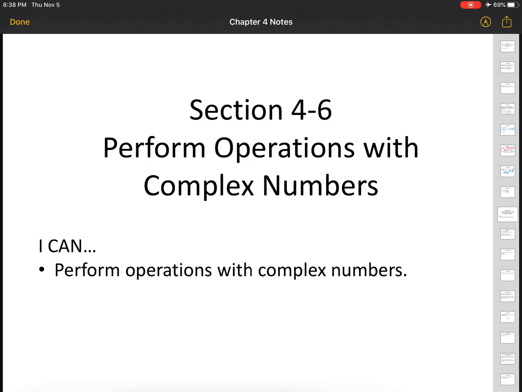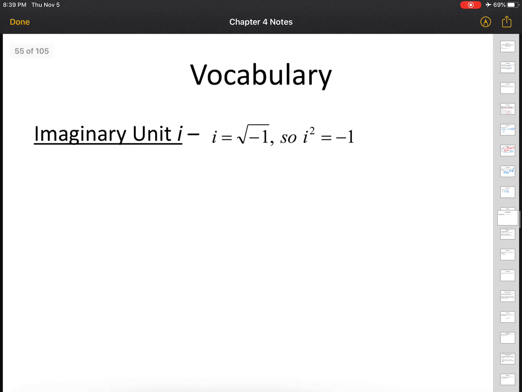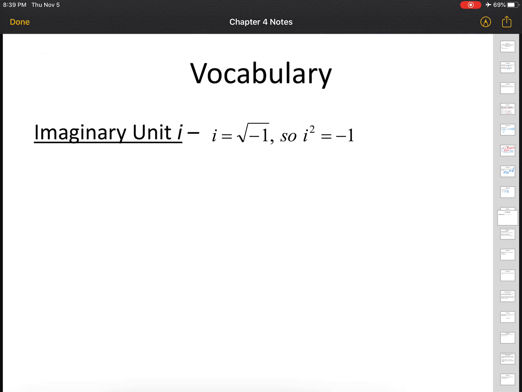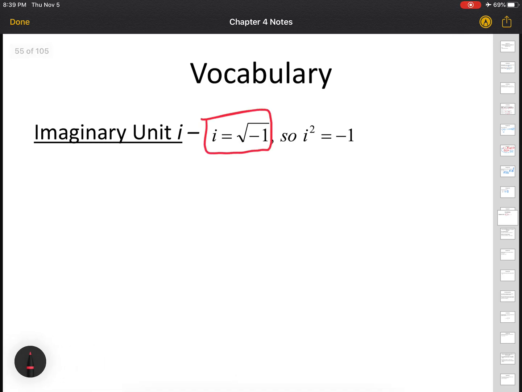Okay, this is section 4.6. In this section, our goal is to be able to perform operations with complex numbers. But a little bit of vocabulary first: we're going to talk about a new type of number, and that number is i. It stands for the imaginary unit i, and by definition, i is equal to the square root of -1. And also, i squared is equal to -1, okay?